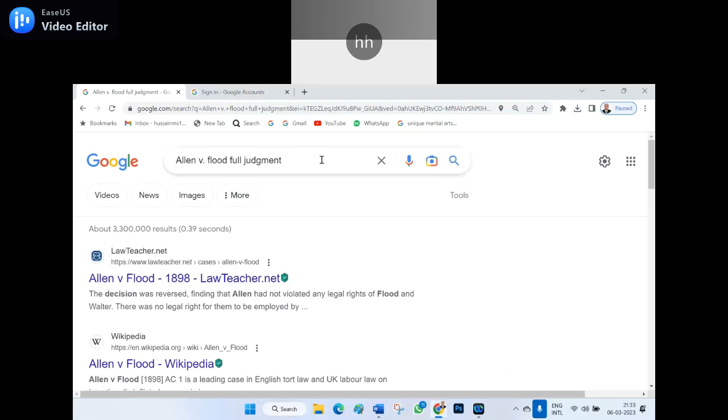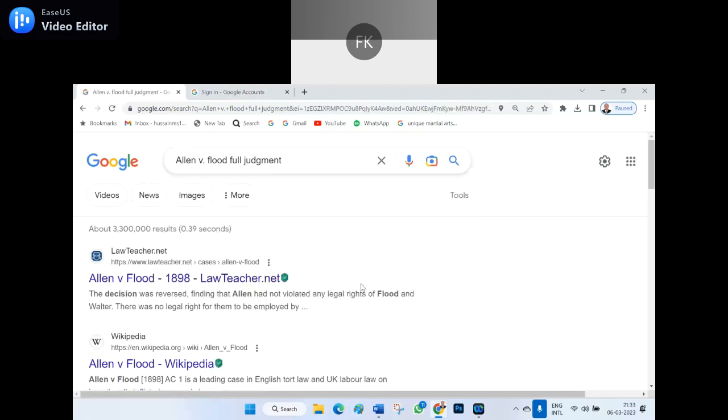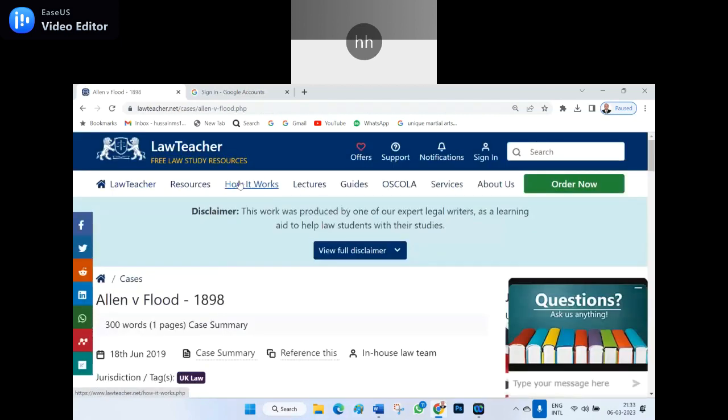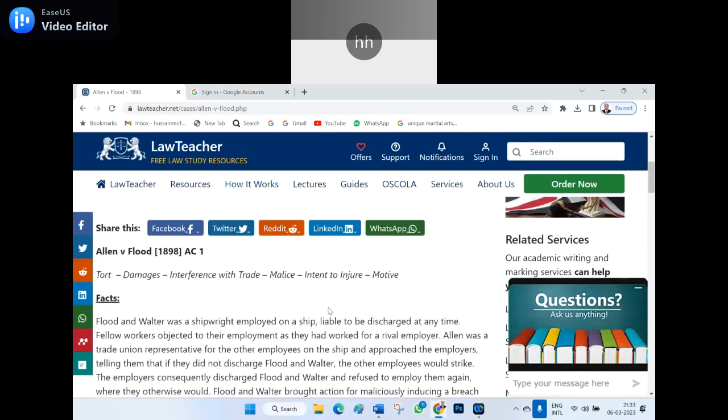Today the internet is very slow, it seems. Let me see at least teachers net. But they cannot give more cases there. They give only the brief. Like this is a tort, it is damages, interference with the trade, there is malice, there is intent to injure, and motive also. These are all the elements present over there.